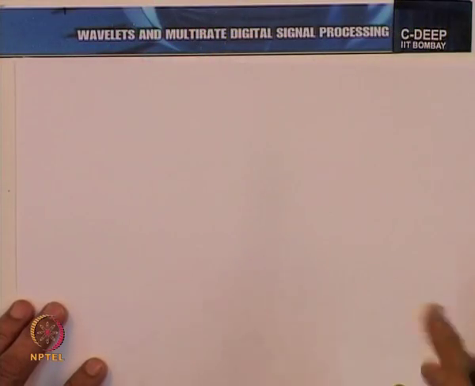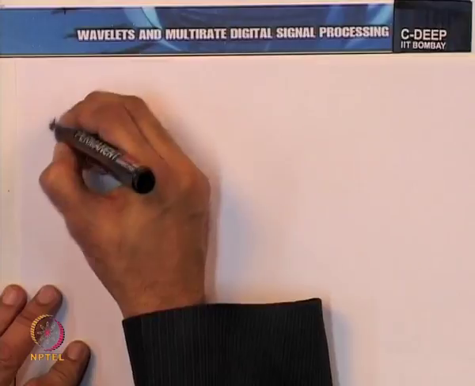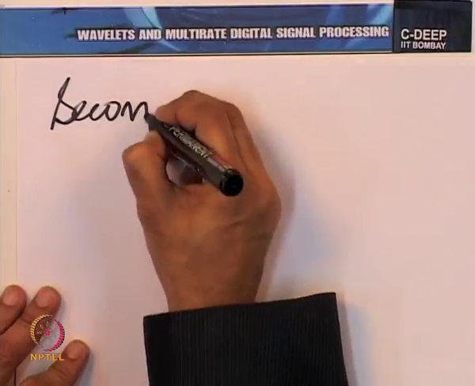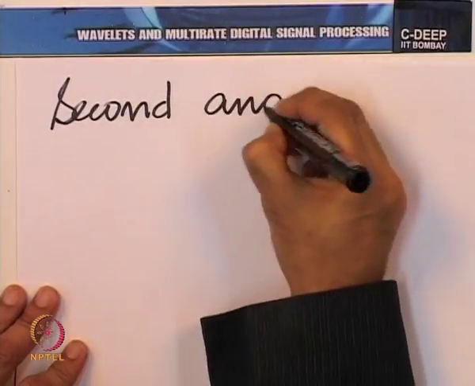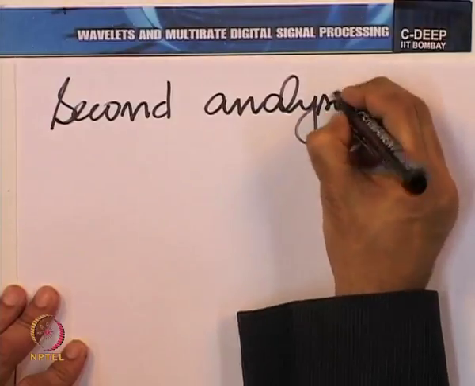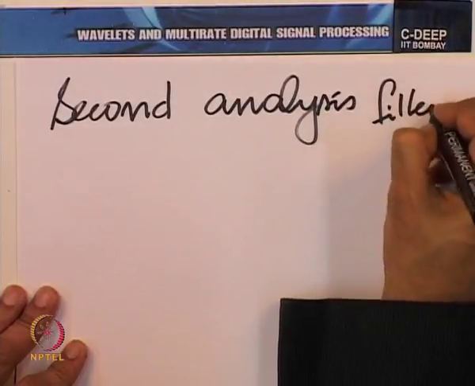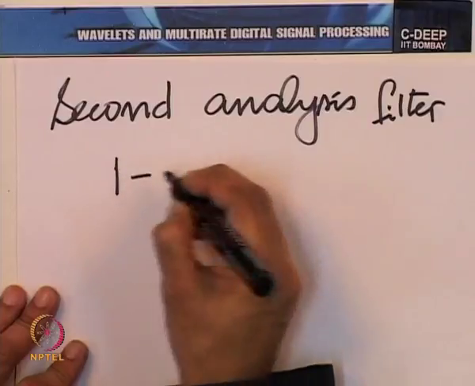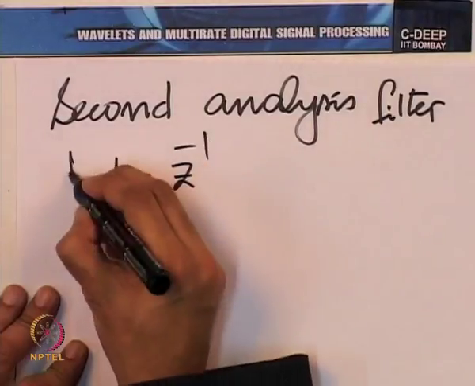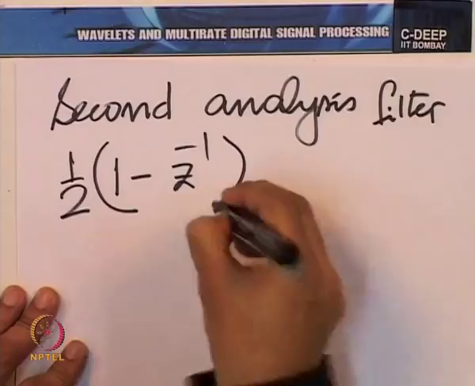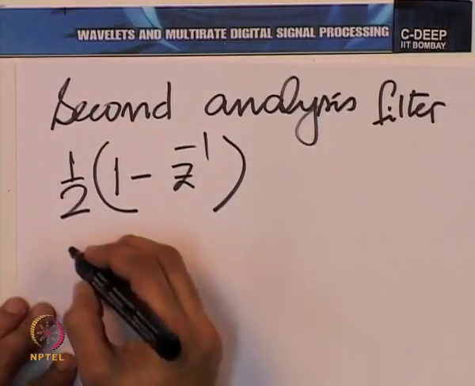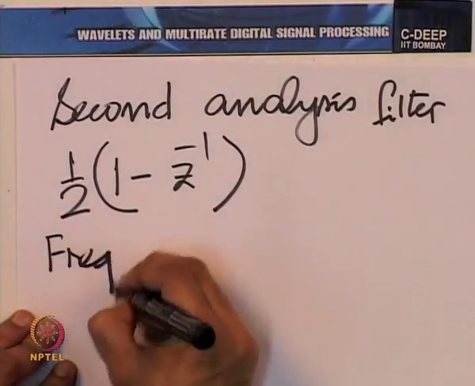Anyway, so far so good, we have linear phase, we are not doing badly. And if we look at the second filter in the Haar filter bank, we shall have something similar. So, let us look at the second filter, the second analysis filter. And that is of course 1 minus Z inverse into half. Let us again find out how this filter looks in the frequency domain.